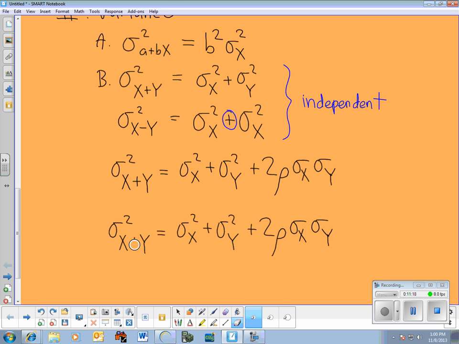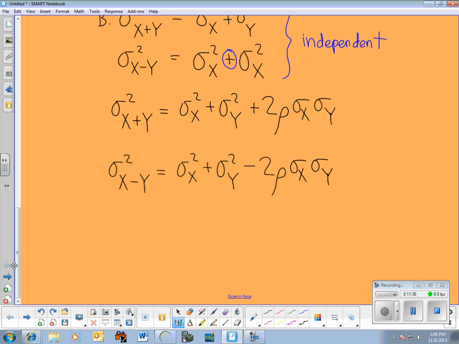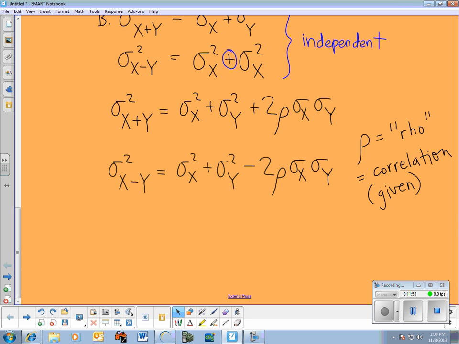So if I'm subtracting 2, the variance of the difference of my two random variables is the variance of x plus the variance of y minus 2 rho sigma x sigma y, the standard deviations of x and y. So make a note, rho, first of all, that's what it's called, and it equals correlation, and it's going to be given. So that's all you really need to worry about for those.